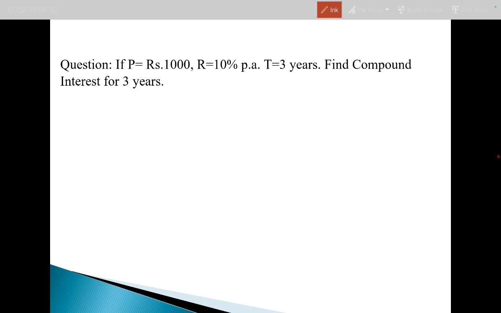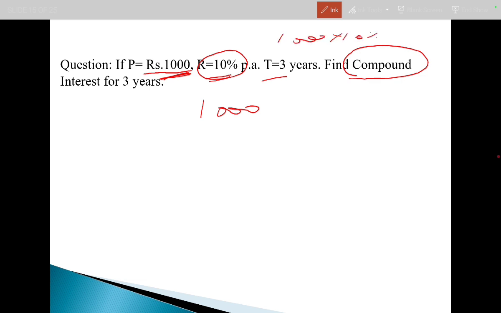Let's say principal is given as 1000. I have borrowed, let's say, 1000 at the rate of 10% for 3 years, but on compound interest, and I have to figure out what will be my compound interest. Look, principal is 1000. One thing you all should know is that simple interest and compound interest for 1 year are always equal. So what will be 10% of 1000? It will be 100 rupees, obviously, as you all know, right? So the first year I will get 100 rupees.